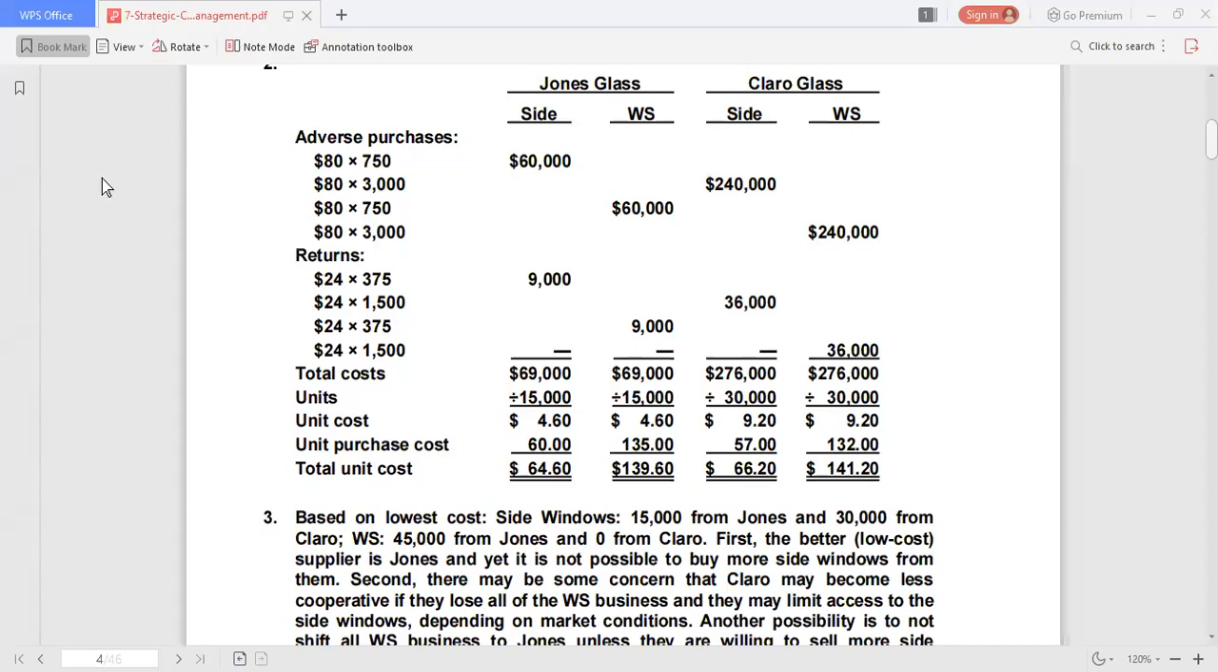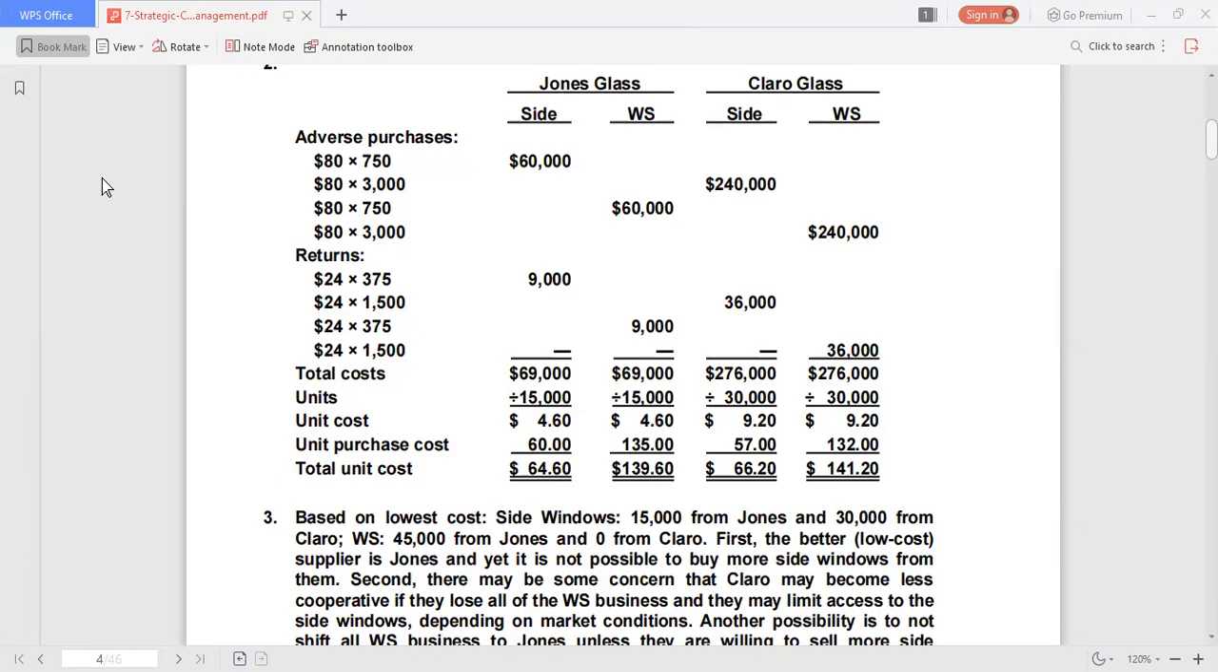Okay, let's continue. We are still in requirement number 3. What if the quantity of side windows that can be purchased is limited to 15,000 units from Jones and 45,000 units from Claro? There is no limit from either source for windshields based on cost. What purchasing mix should be chosen? What problem does this create? What else might you suggest if you were the manager of Ventana?